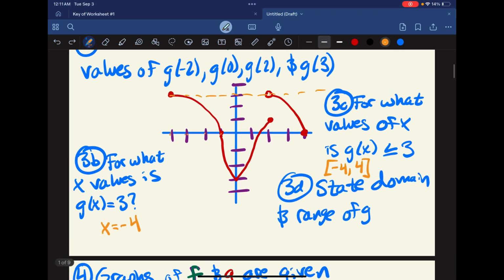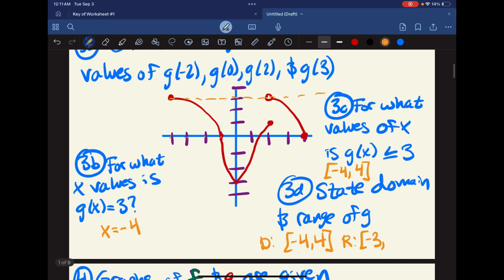Okay, so now we need to state the domain and range of g. Well, we already said the domain: negative 4 to 4. And then the range is going to be all our possible y values. So our lowest y value is negative 3, and that's inclusive, because we can be negative 3. And then our highest is going to be positive 3, which we get right here. So our domain is going to be negative 4 to 4, and our range is going to be negative 3 to 3.